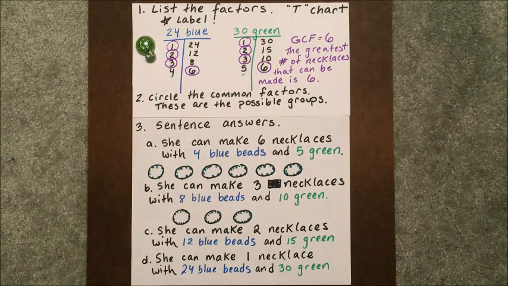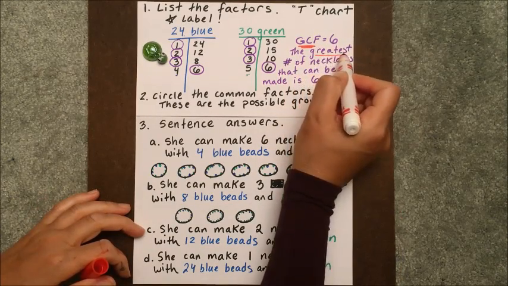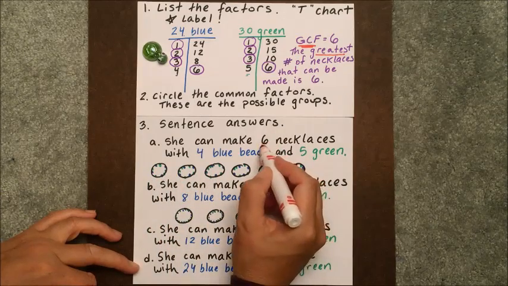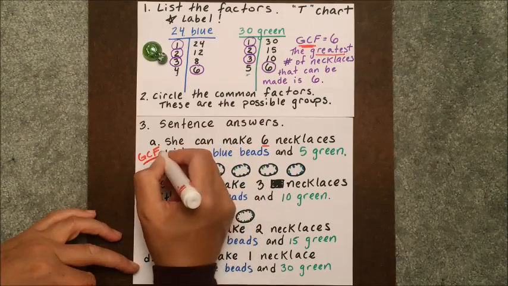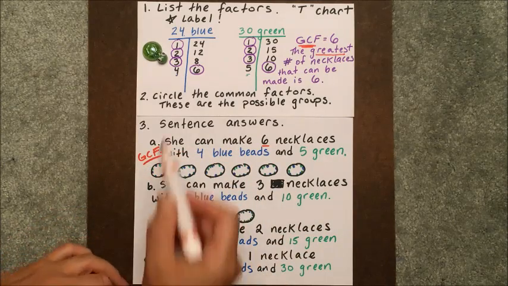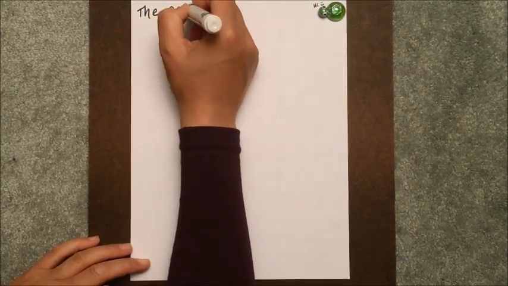Okay, so these are all of the possibilities that you can do. But again, the greatest number of necklaces would be 6, if that's what the question is asking you for. All right, so that was a lot of work, a lot of writing, a lot of talking. Hopefully you can see how listing it out in an organized way really makes it easy to understand.